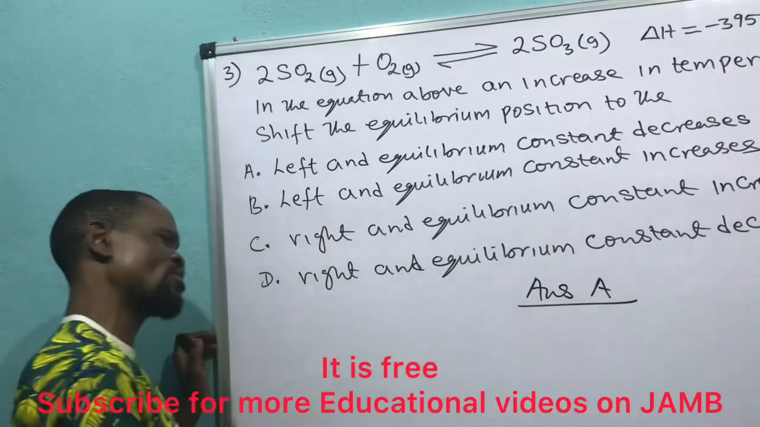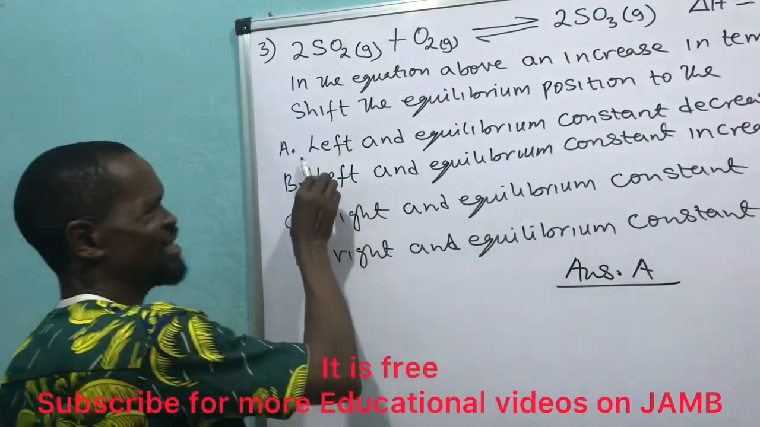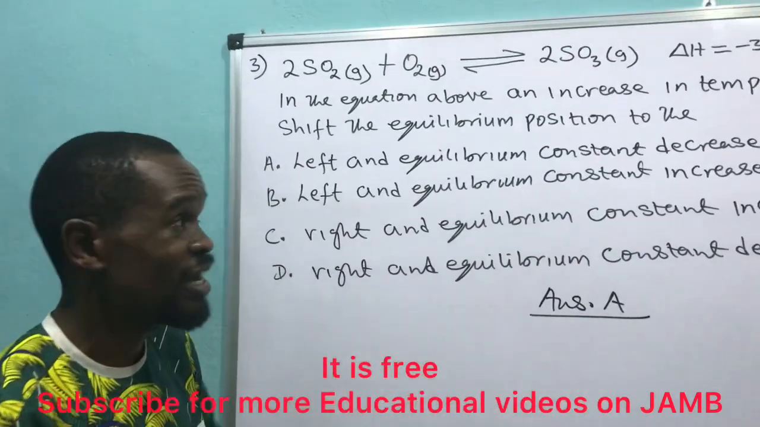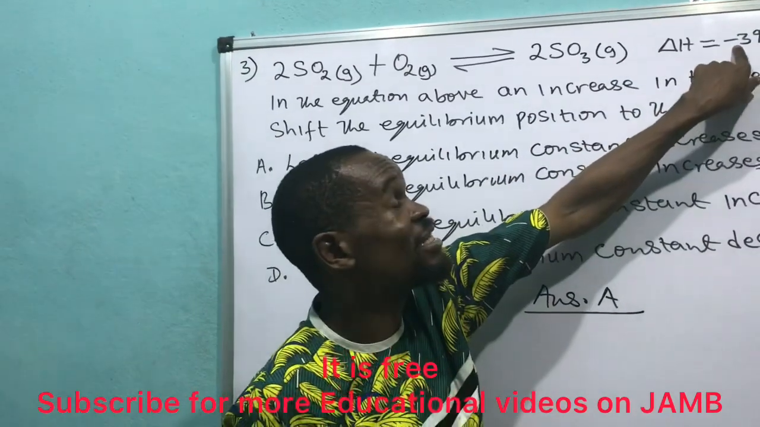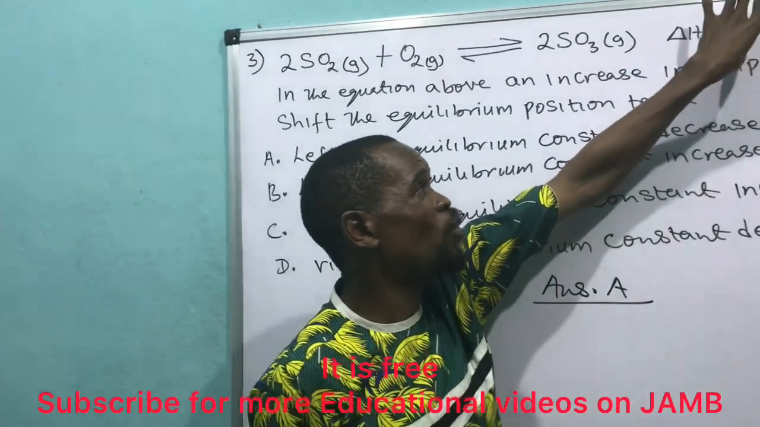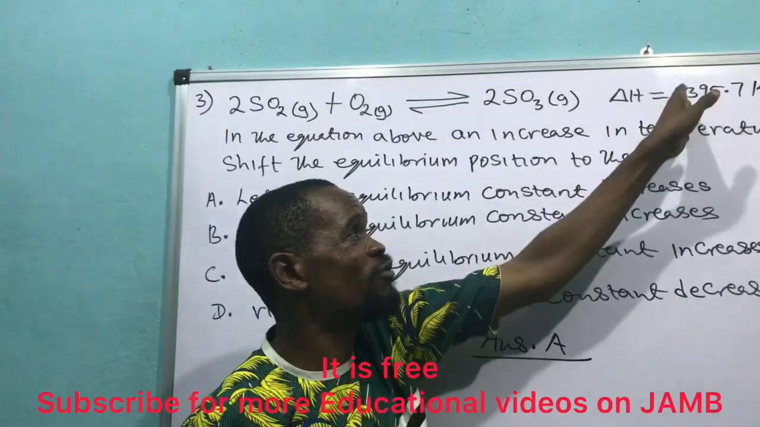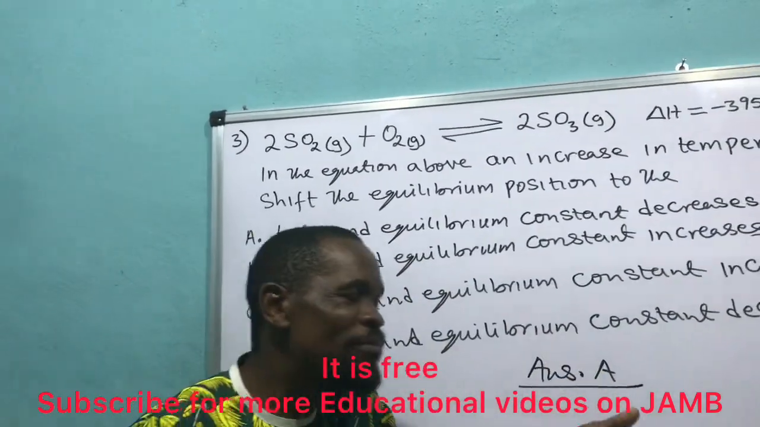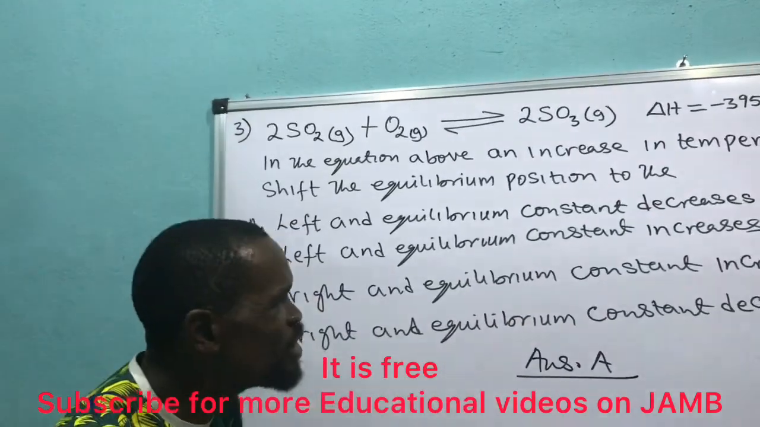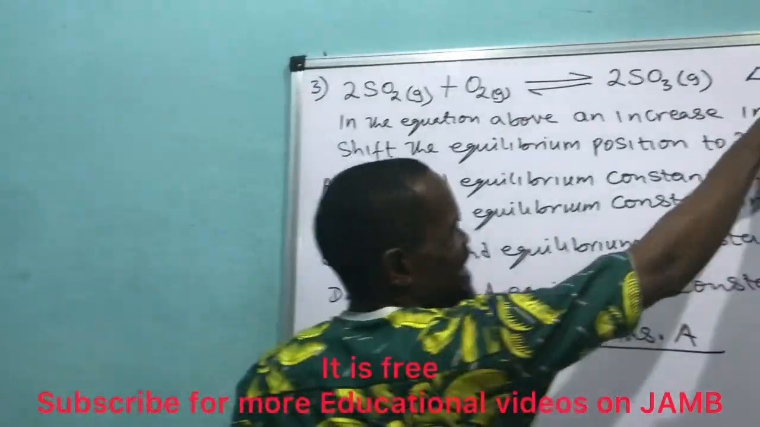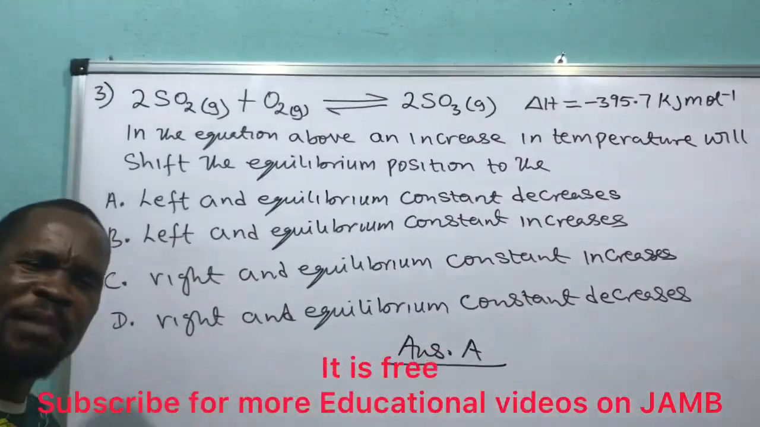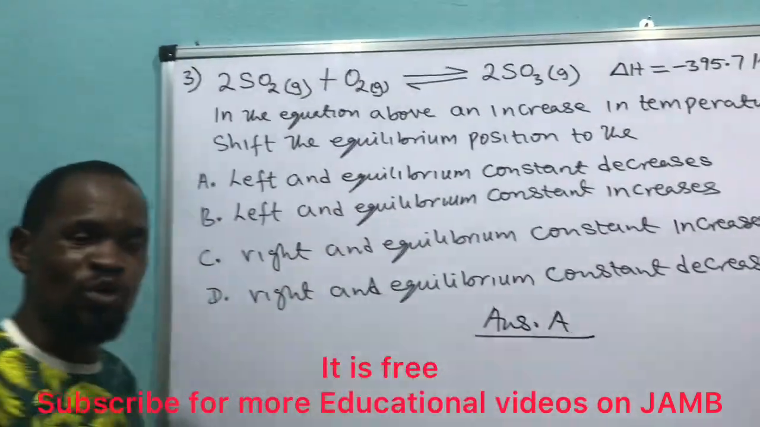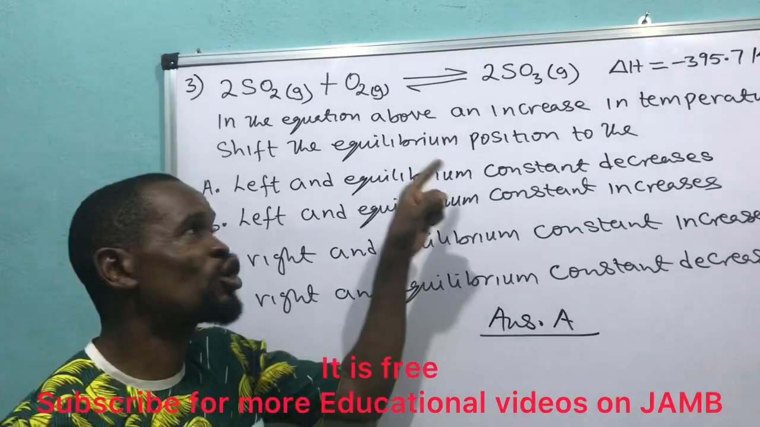That's our answer, option A, which is left, and the equilibrium constant will decrease. You noted today that this is telling me the state of the reactant. If they don't want to give you this, they will tell you whether the reaction is endothermic or exothermic. If they mention exothermic, it means that this is negative. If they mention endothermic, we know that this is positive. So that's another way to tell you the condition of the reactant.